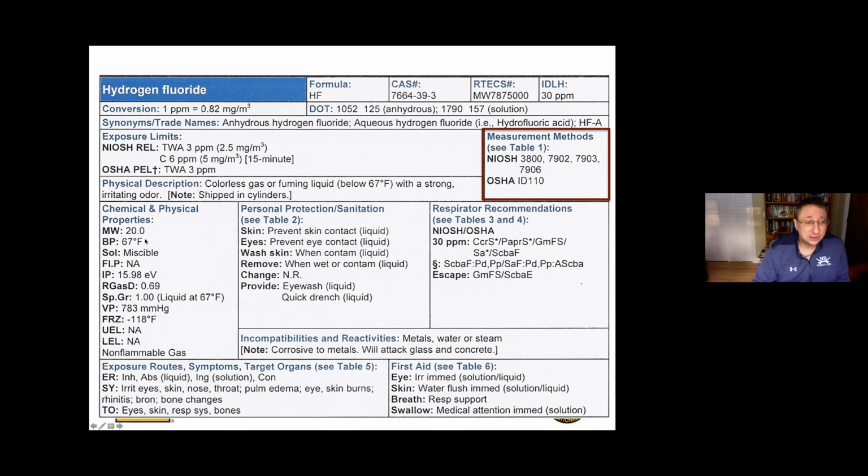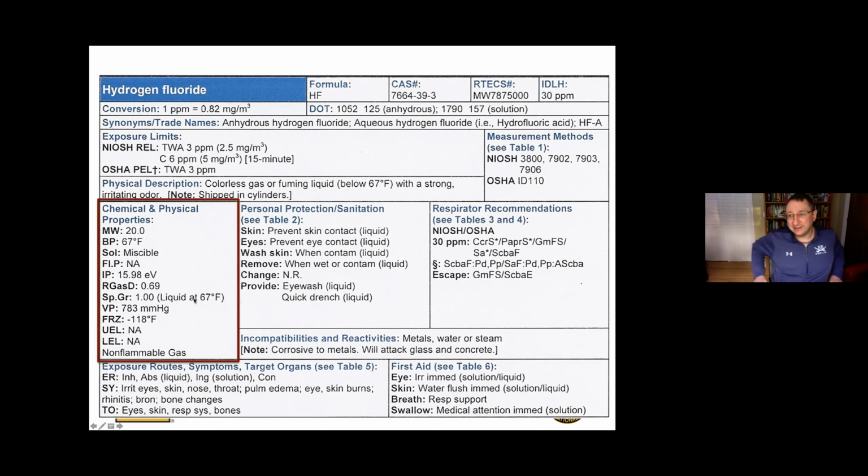Chemical and physical properties. A lot of the stuff that we covered, molecular weight, boiling point, solubility, it's going to list these things over here. And again, you'll notice that they're not going to have vapor density. This is a liquid. And we notice here, it's got a vapor pressure. This is 783 millimeters of mercury. So what does this tell us? Remember, I talked about if there's a certain value for vapor pressure that a chemical has, it's going to be very telling. What is atmospheric vapor pressure in millimeters of mercury? Remember back to that slide.